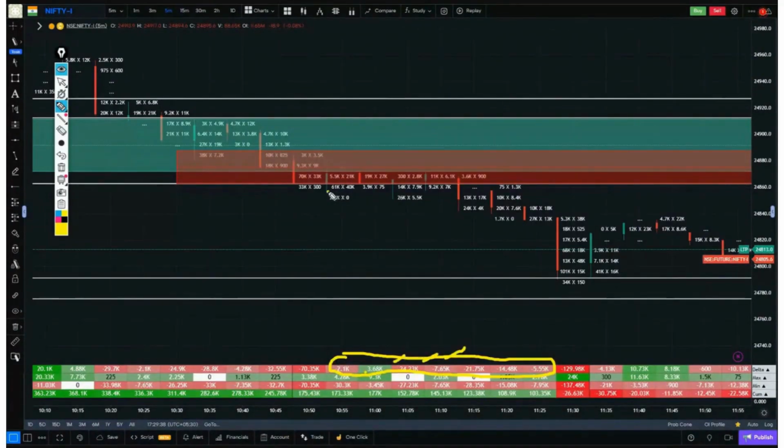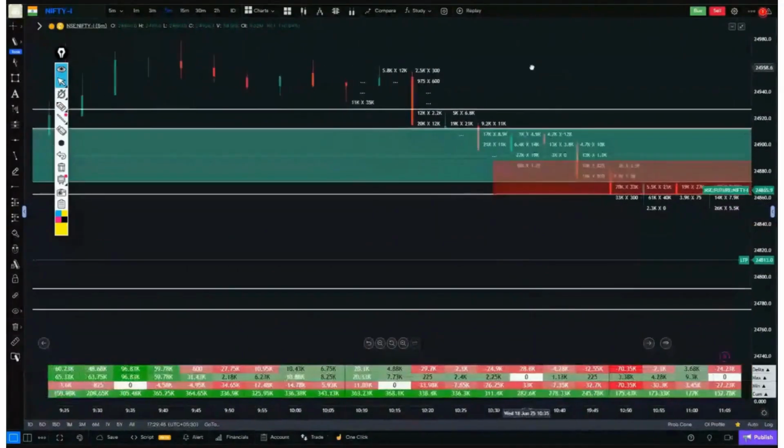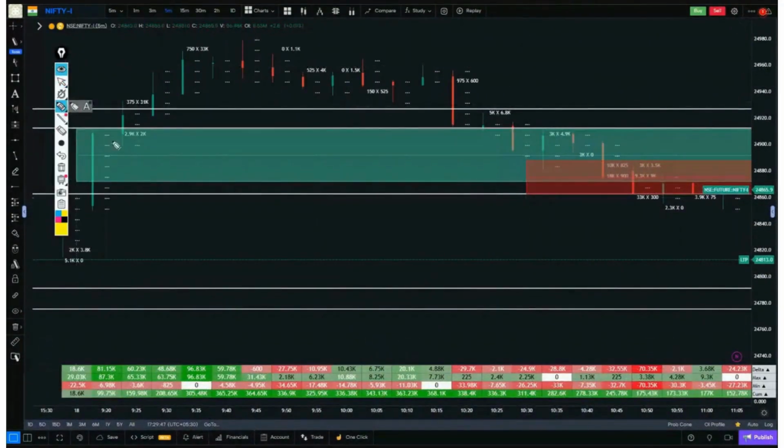And what is happening here is that the resistance zone is being tapped again and again, and if you see here, there was a bullish area, there was quite a good amount of buying, but the same zone is being tapped and selling is coming in.